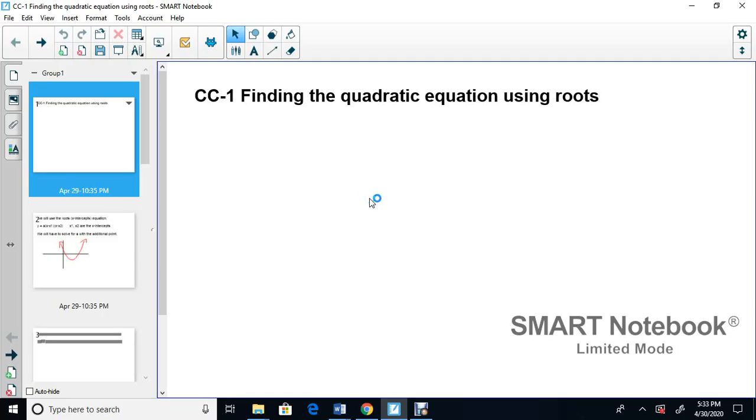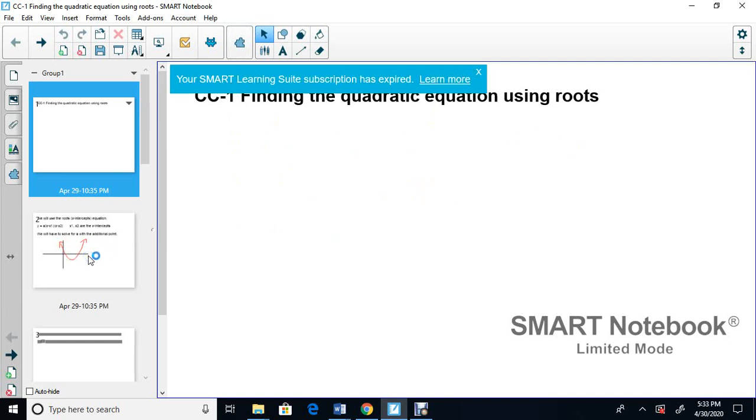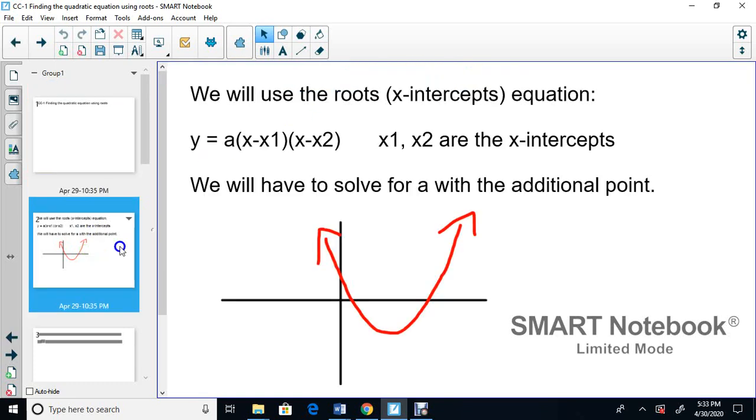Okay, here we're going to find the quadratic equation using roots. Again, this lesson's not mandatory, so I will go over some good concepts here. If you want to try, that's excellent that you're trying. Okay, so let's take a look here.